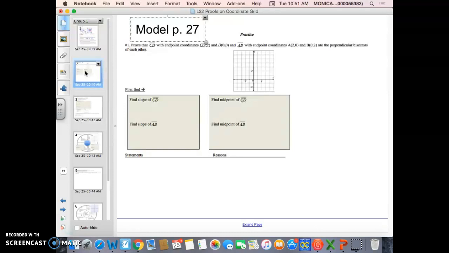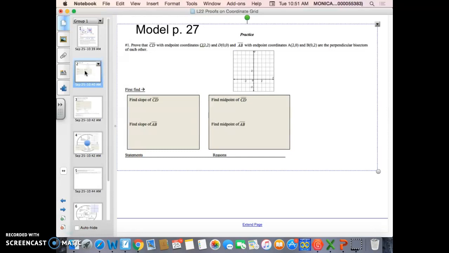So a model on page 27, we want to prove that the line segment CD with endpoints C at (2, 2) and D at (0, 0) is a perpendicular bisector. So please remember perpendicular, the symbol for perpendicular is this. We should be thinking 90 degrees, and bisector we should be thinking cut in half. So we're going to be performing a 90-degree segment, and it's going to be cut in half. So let's go ahead and work this out. This is page 27 in your packet.